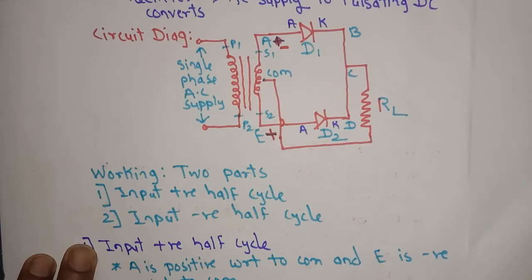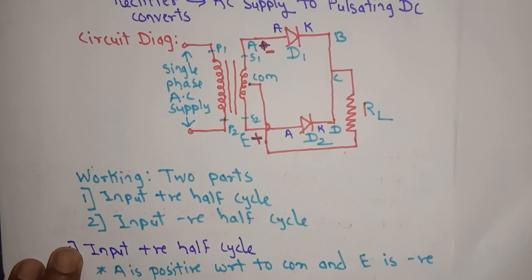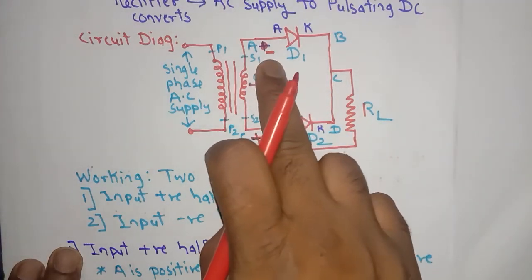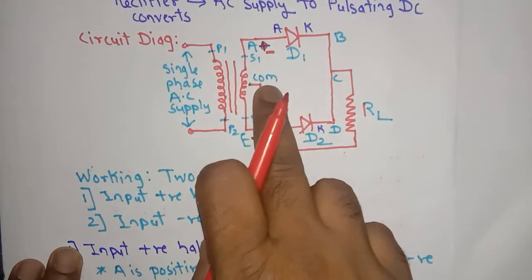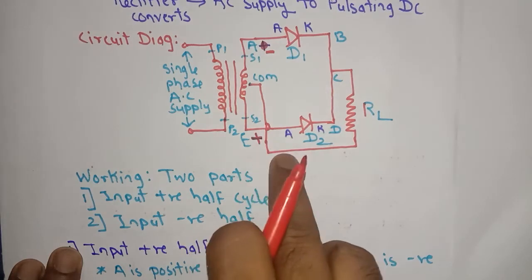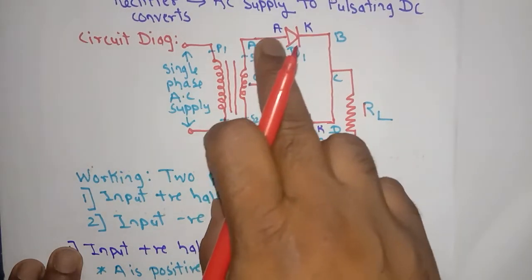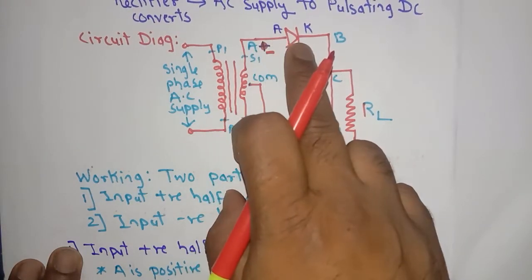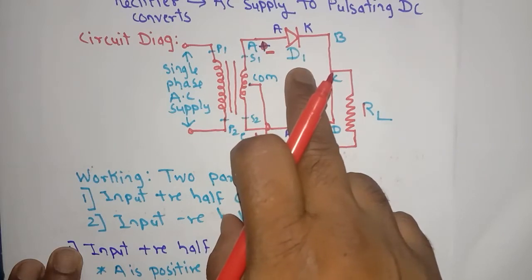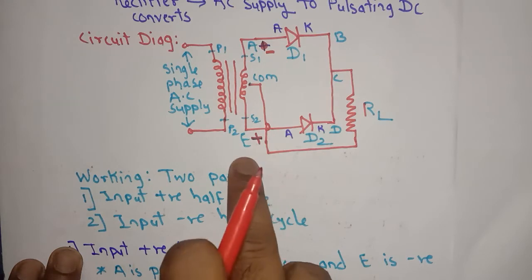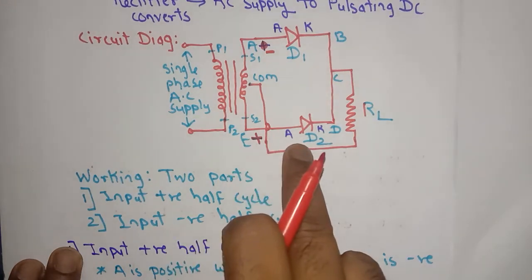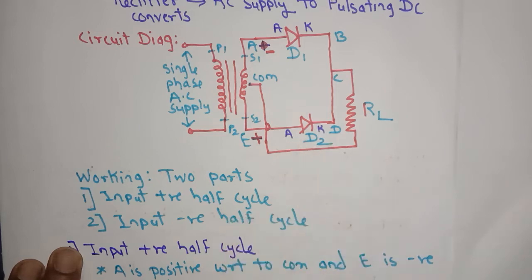Now we will see the second case. In second case, negative half cycle is being applied. So terminal A will be negative with respect to common terminal, and terminal E will be positive with respect to common terminal. A is connected to the anode of diode D1, so D1 will be reverse bias and it will act as an open circuit, and as E is connected to anode of diode D2, it will be forward bias and it will act as a short circuit.